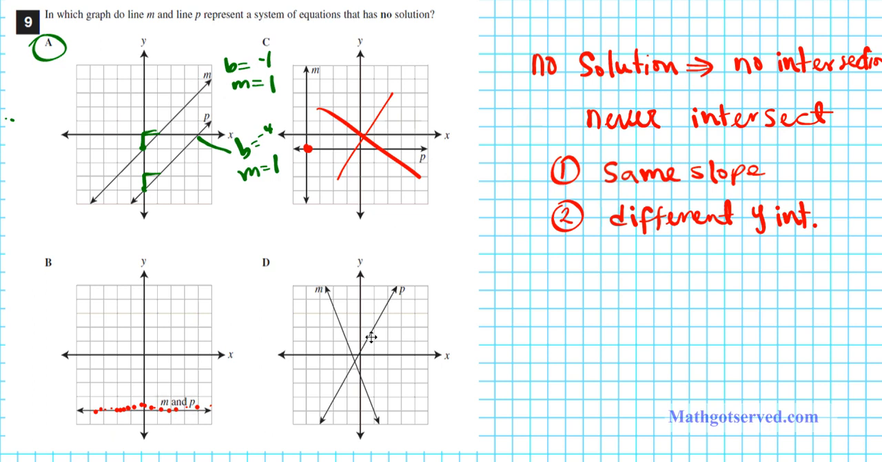All right? And then take a look at option D. We can clearly see that they intersect right here. Okay, so this has one solution, this has one solution, this has one solution, and this has infinitely many solutions. So the answer is option A because these two lines never intersect, which means they have no solutions.